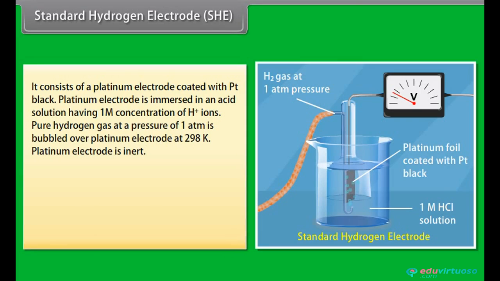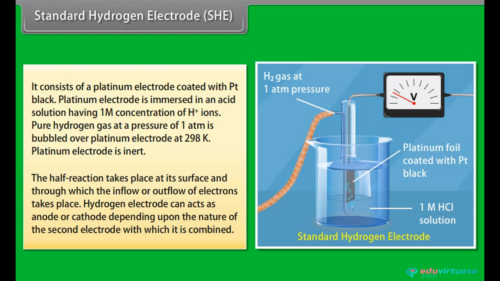It consists of a platinum electrode coated with platinum black. Platinum electrode is immersed in an acid solution having 1 M concentration of hydrogen ion. Pure hydrogen gas at a pressure of 1 atm is bubbled over platinum electrode at 298 Kelvin. Platinum electrode is inert. The half reaction takes place at its surface and through which the inflow or outflow of electrons takes place.